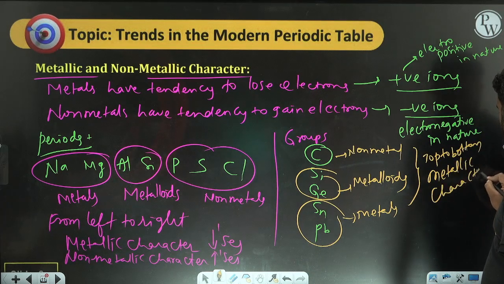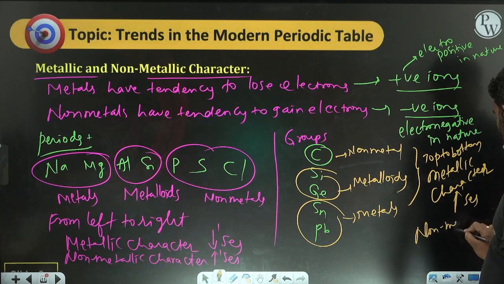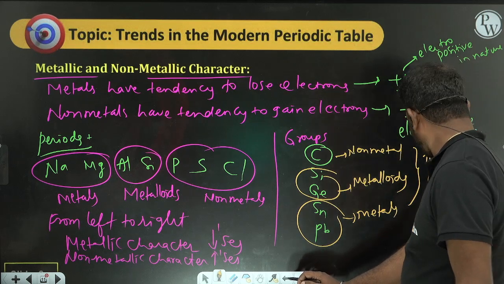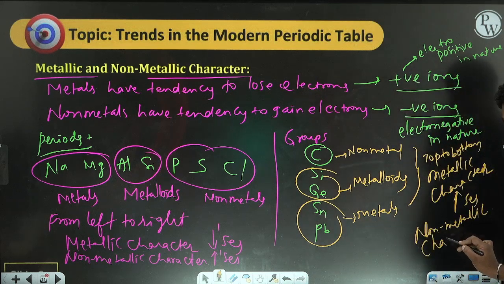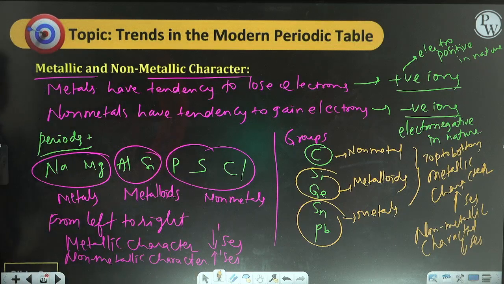metallic character increases, then non-metallic character decreases. So this is the thing we have to remember. This is about metallic and non-metallic character, right?